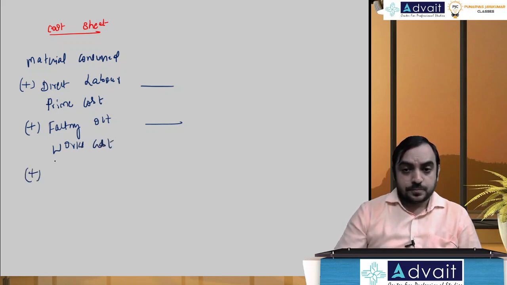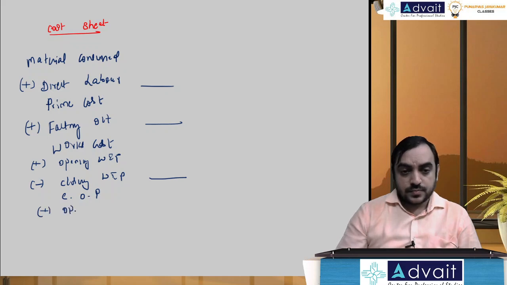Then I will add admin expense, or for the works cost I'll add this WIP, opening WIP. I'll subtract closing WIP. I get cost of production. Then I add opening finished goods minus closing finished goods. I get cost of goods sold.